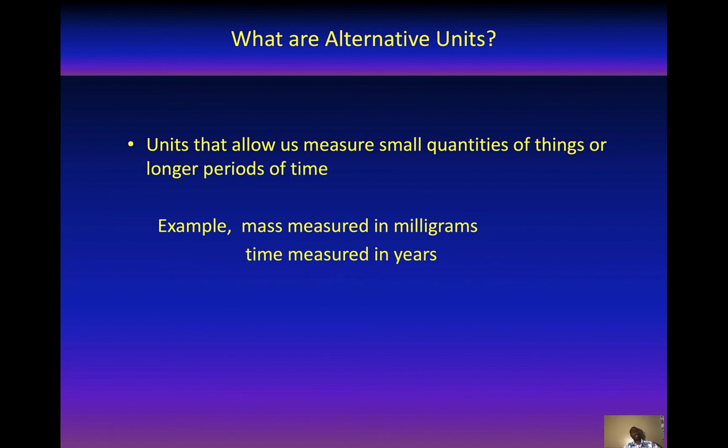Now, what are alternative units? These are units that allow us to measure small quantities of things or larger periods of time or shorter periods of time. Okay. So there are several of them, but here we just have a few. So an example is mass is measured in milligrams, and time also can be measured in years. Okay. So these are examples of alternative units.